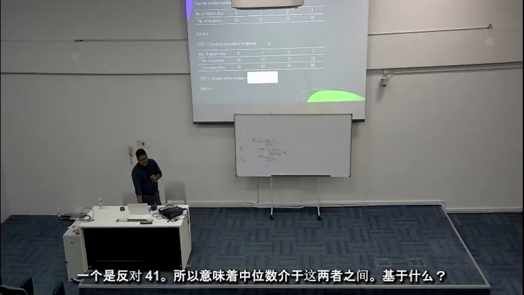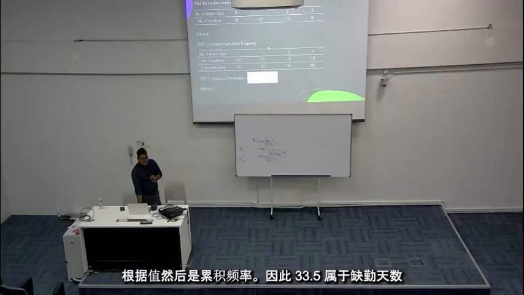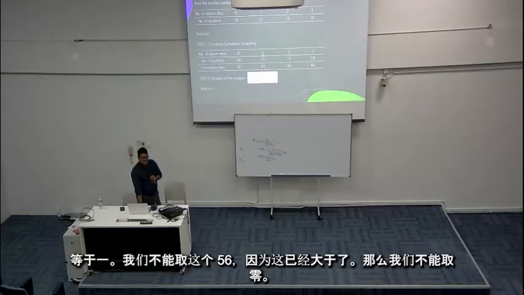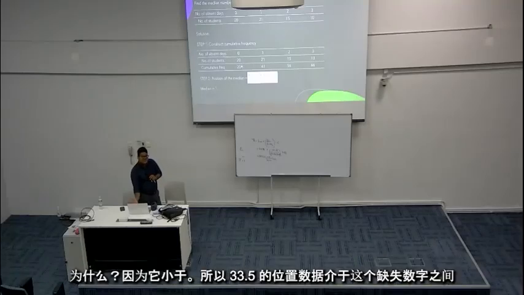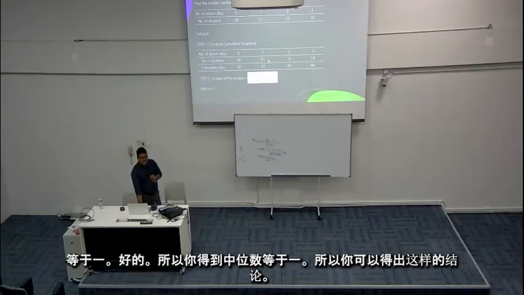Based on the value and then the cumulative frequency, 33.5 falls under the number of absent days equal to 1. We cannot take this 56 because it is already greater. Then we cannot take the 0, because it is less than. So the 33.5 position of the data is within the number of absent days equal to 1. So you get the median is equal to 1.